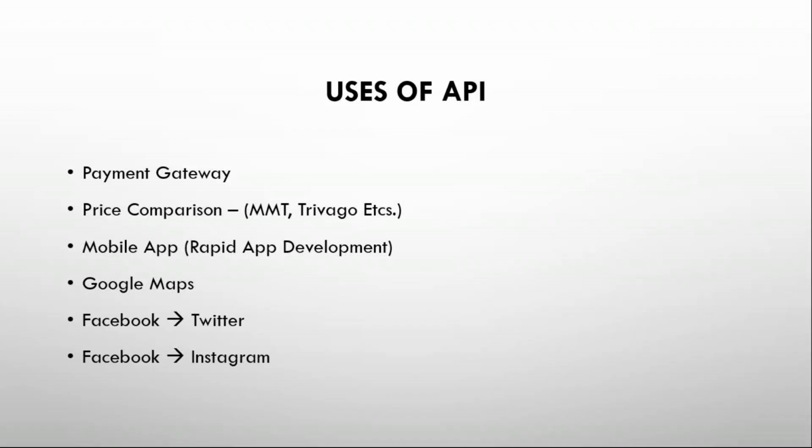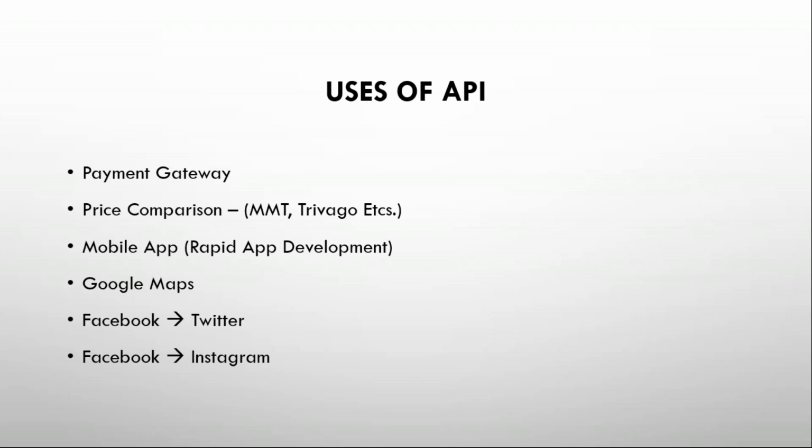We are using various payment gateways, right? We are making payments through mobile apps like UPI, Google Pay, Paytm, PhonePe. There are multiple apps. So what they do, in fact, is they are using the API.